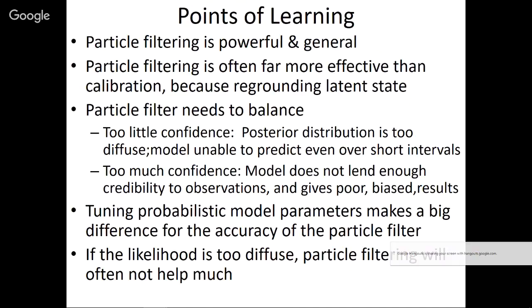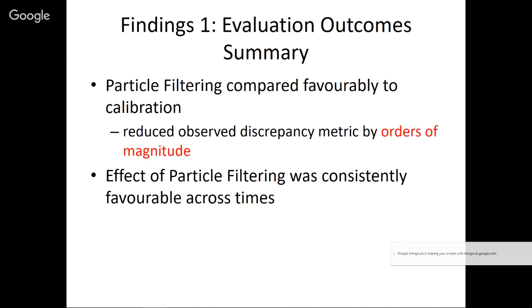Too much confidence is associated with likelihood functions that are too tight, and model stochastics that are too small. Here, tuning probabilistic model parameters makes a big difference for the accuracy of the model filter, particularly parameters associated with stochastics in the model. And if the likelihood is just too diffuse, particle filter often won't help all that much from my observation.